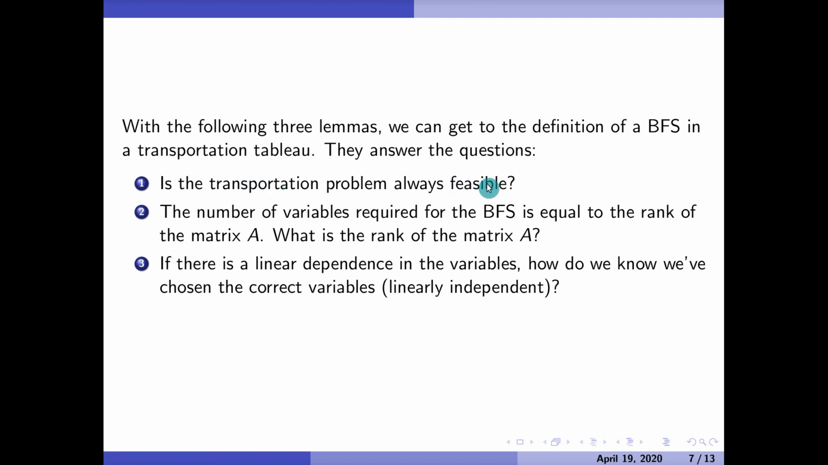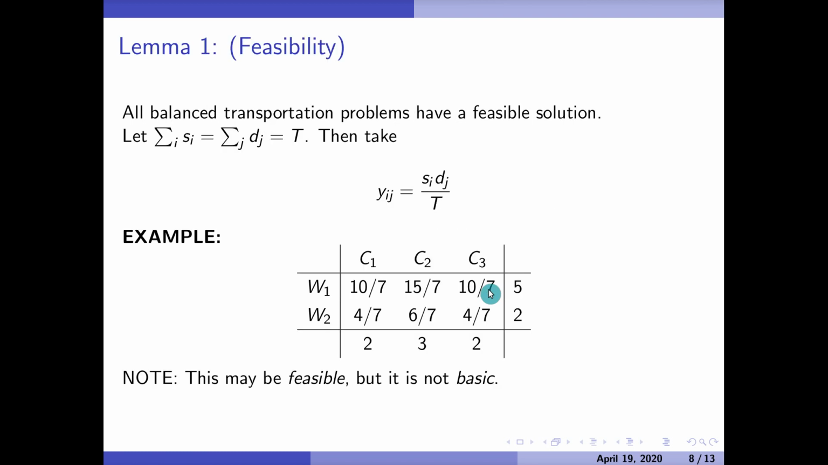Is the transportation problem always feasible? The answer will be yes, as long as the transportation problem is balanced. Number 2, the number of variables required is equal to the rank. We just showed that the rank was less than M plus N, so how much less is the question? And if we have a linear dependence in the variables, how do we know that we've chosen the correct variables? We want our variables to be linearly independent. Okay, so I have 3 lemmas that solve those questions. So let's get to them.